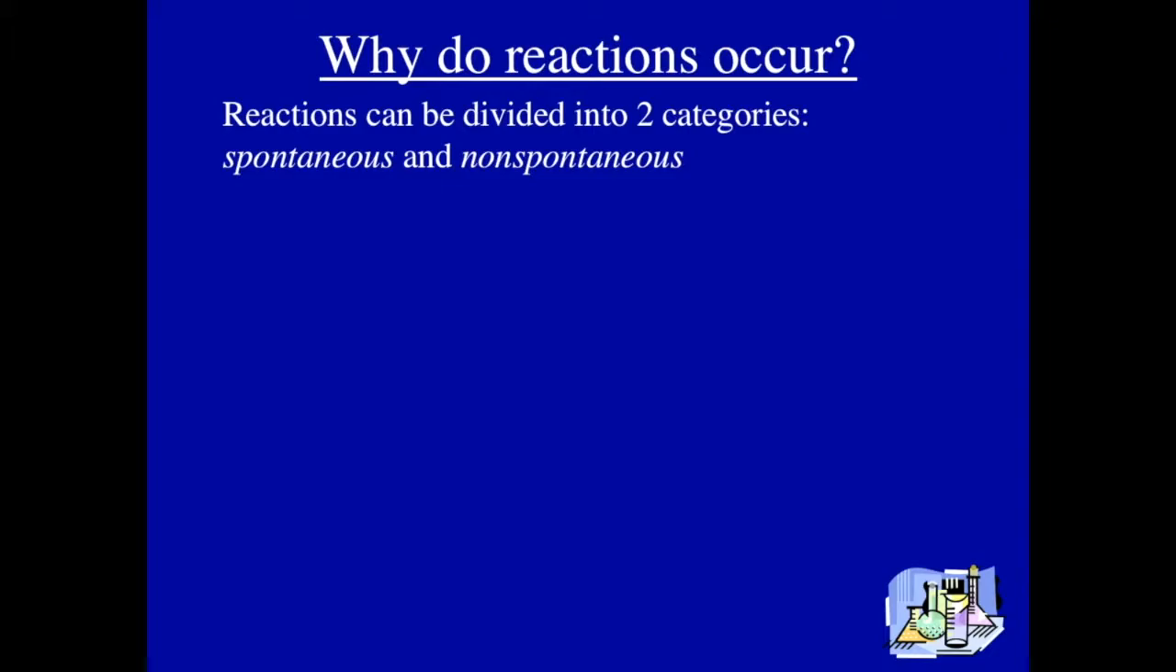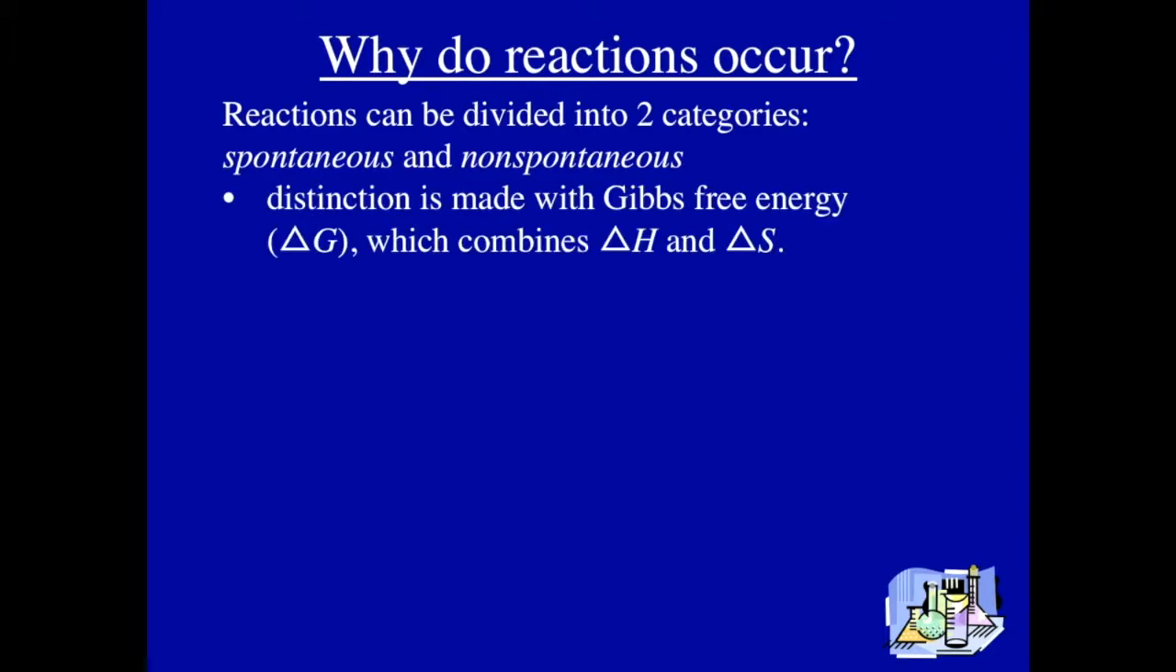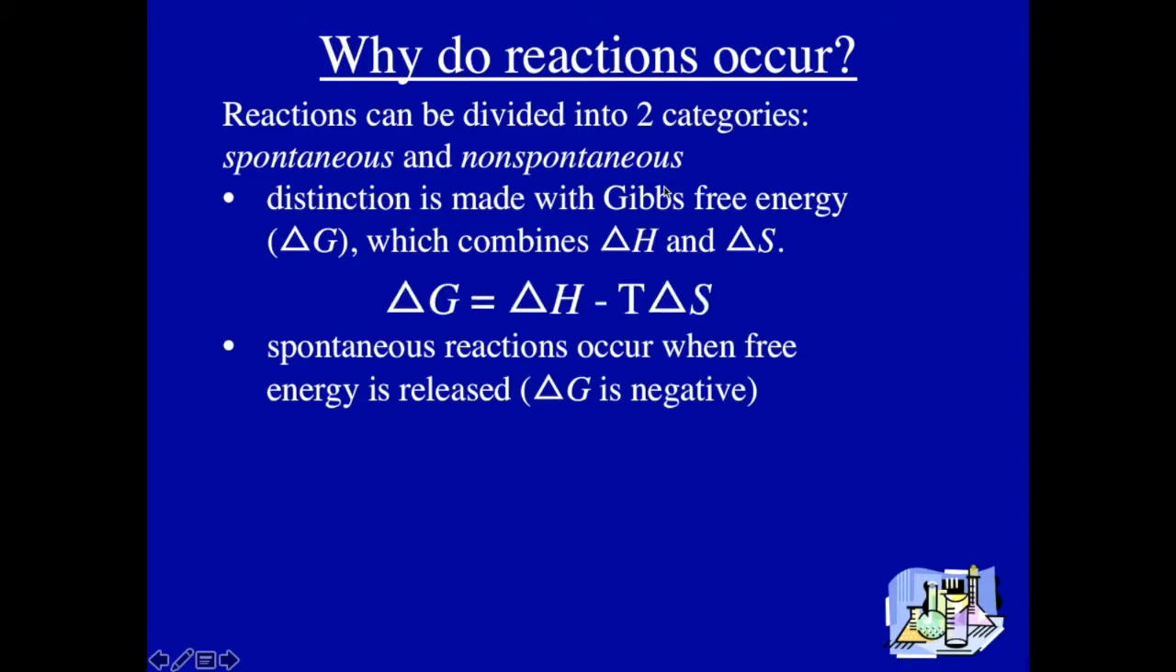So let's take a little closer look at spontaneous and non-spontaneous reactions. If my delta G, my Gibbs free energy, which combines heat and entropy, has an overall negative value, I will have a spontaneous reaction, which means overall energy is lost in the reaction or released in the reaction. Non-spontaneous reactions would be absorbing free energy from the system.